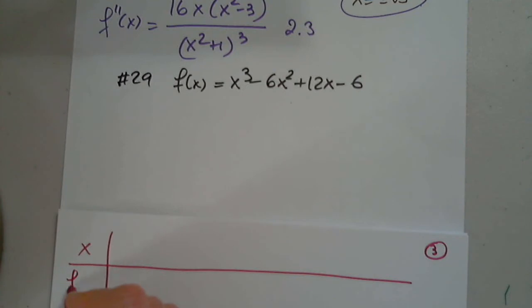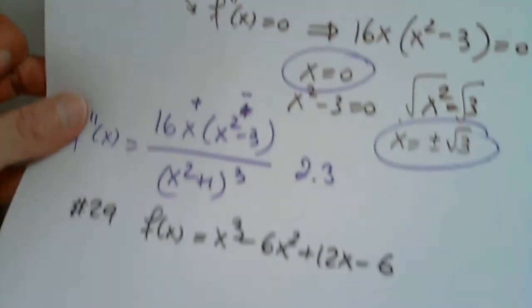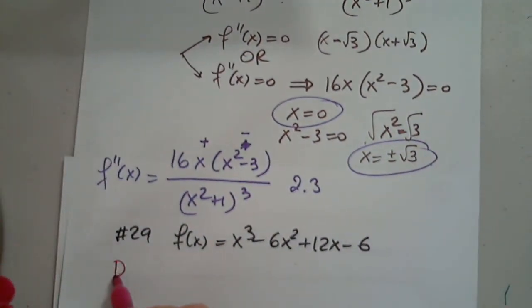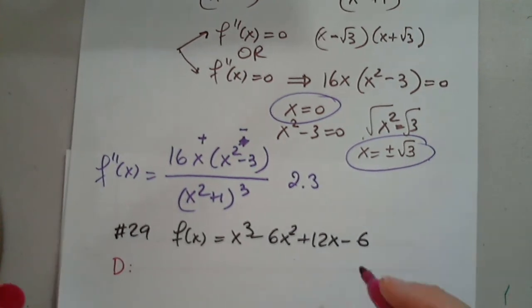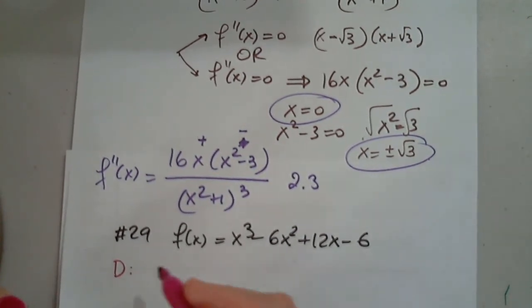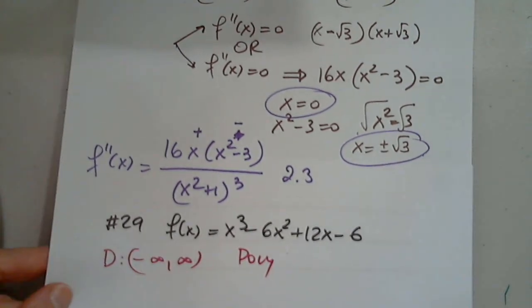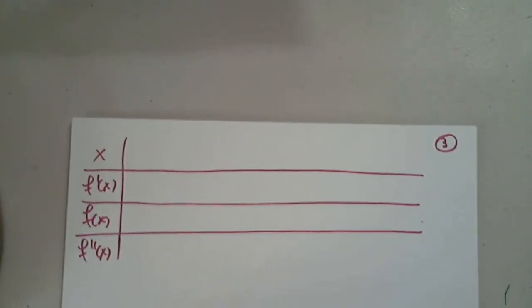The reason why I'm writing the first derivative and then the function and then the second derivative will be self-explanatory in a minute or two or three. Okay. So can anyone give us the domain of this function and what type is it? Polynomial, all real numbers. Excellent. Indeed, it's polynomial and all real numbers. Good.